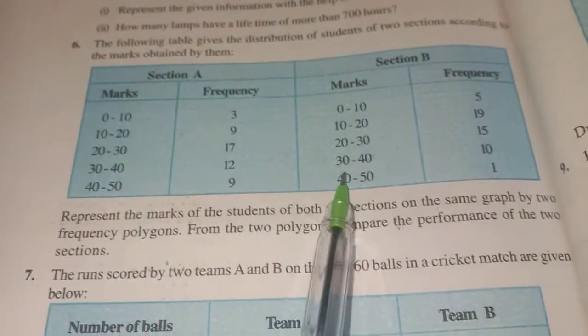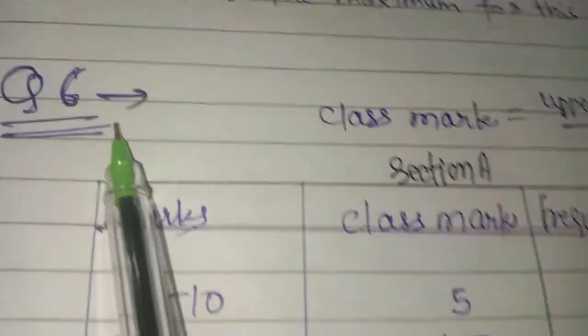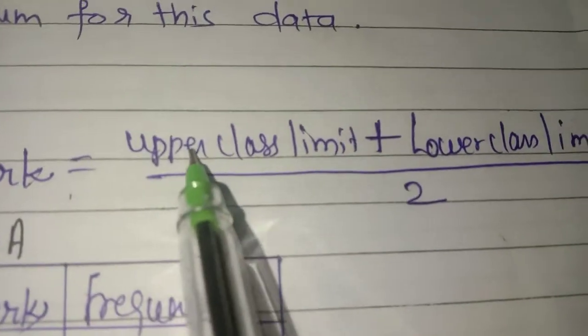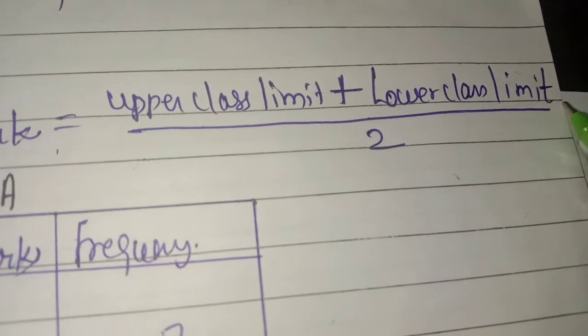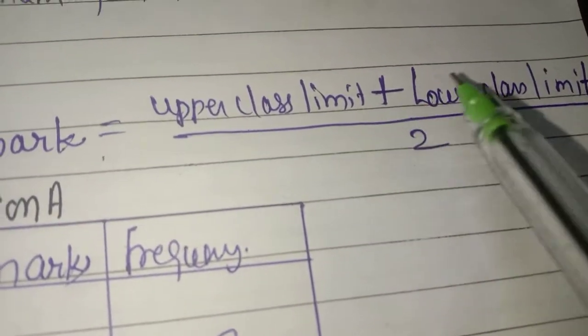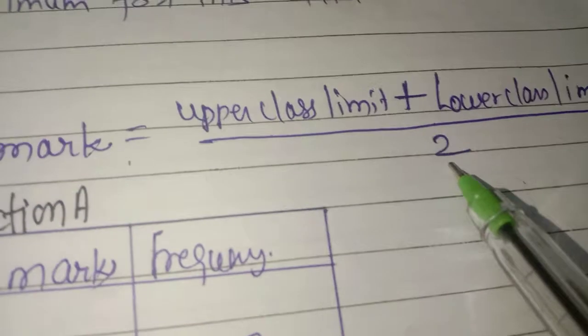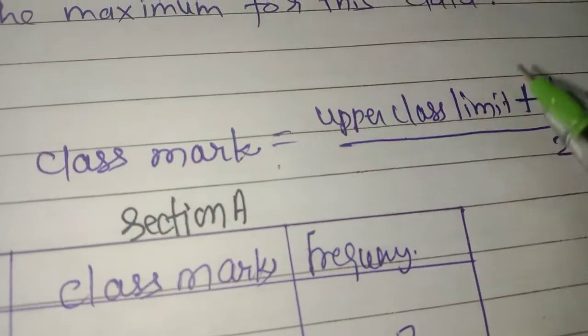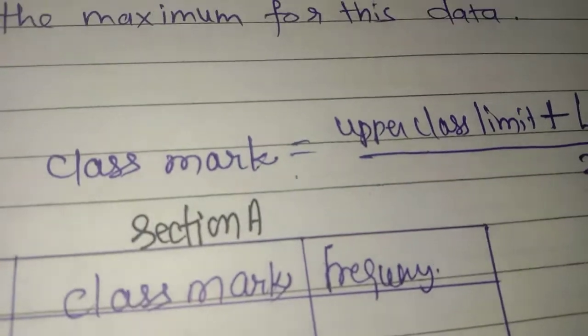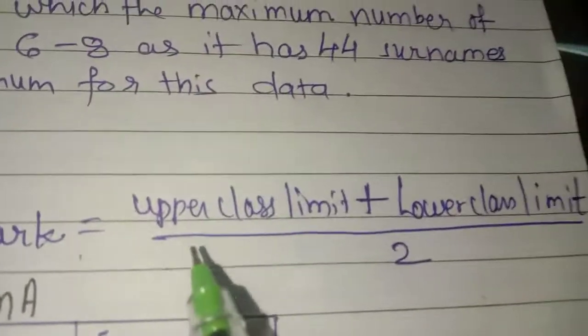So let's come to the topic now. See, it is question number 6 given. So let me explain what a class mark is. Class mark is defined as upper class limit plus lower class limit divided by 2. Once again, upper class limit plus lower class limit divided by 2, that is called class marks. What is the need of class marks? Whenever you are going to draw the graph of a frequency polygon, we need to find class marks.